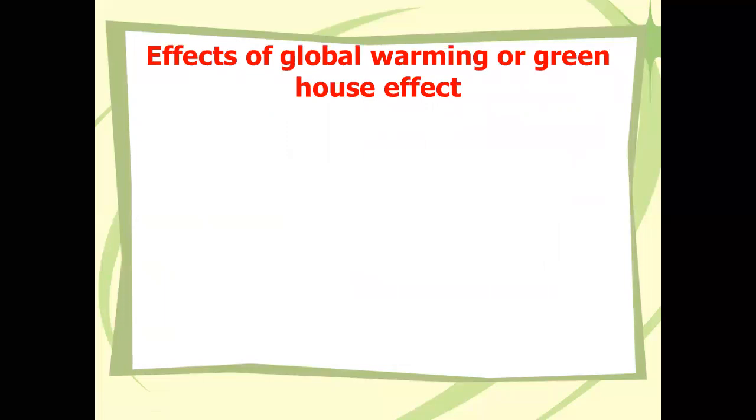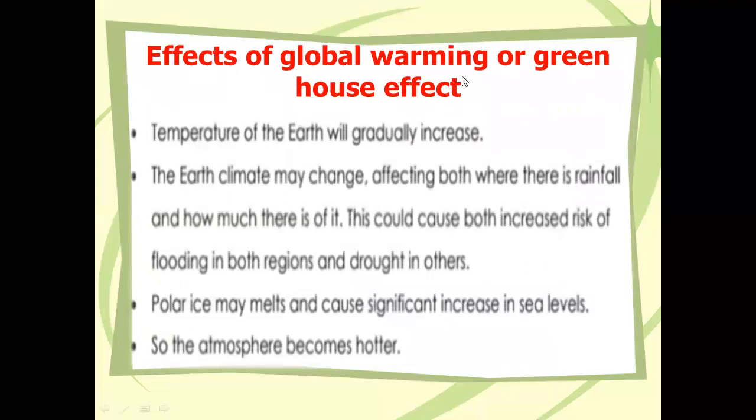Effects of global warming or the greenhouse effect. The temperature of the earth will gradually increase. The earth's climate may change, affecting both where there is rainfall and how much there is of it. This could cause both an increased risk of flooding in some regions and drought in others.